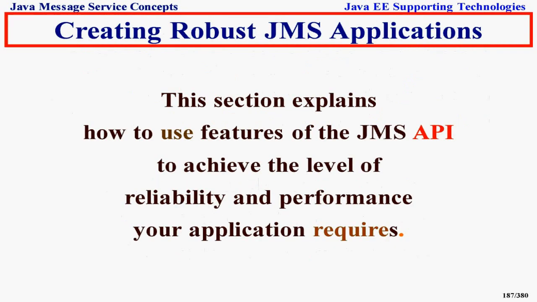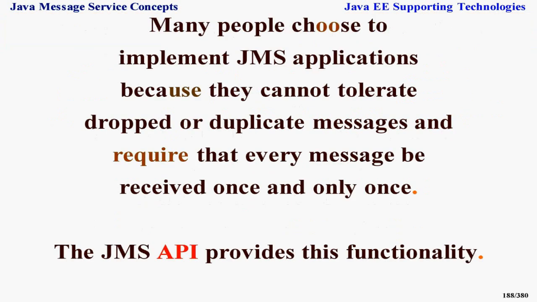Creating Robust JMS Applications. This section explains how to use features of the JMS API to achieve the level of reliability and performance your application requires. Many people choose to implement JMS applications because they cannot tolerate dropped or duplicate messages and require that every message be received once and only once. The JMS API provides this functionality.